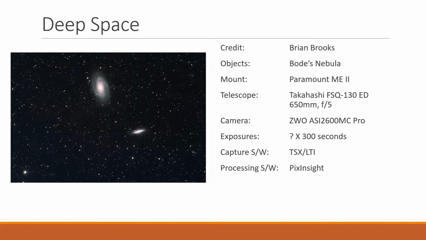There we go. So again, we're going to increase the focal length. That was 120 millimeters. Now we're at 650 millimeters. It's a smaller piece of the sky. The two objects that you see are Bode's Galaxy and the Cigar Galaxy. I'll let you figure out which one is which.